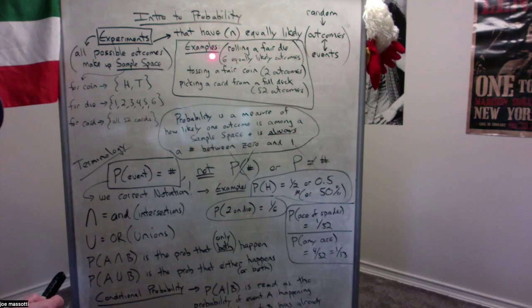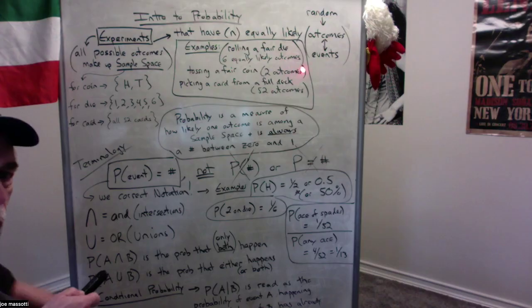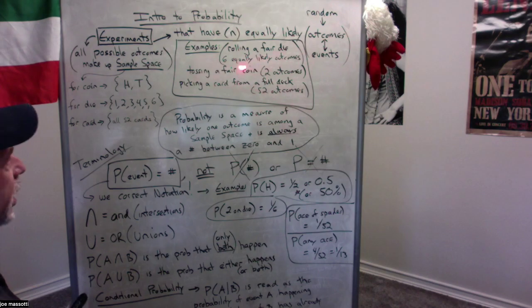Examples of these types of experiments: rolling one fair die, right? 1 die, 6 equally likely random outcomes if it's a fair die. Tossing a fair coin, right? Heads or tails. 2 random outcomes.